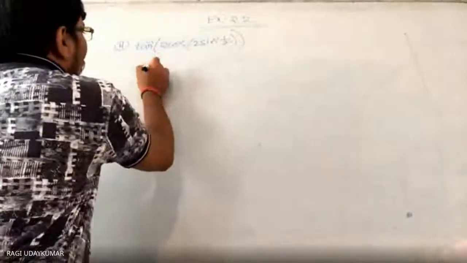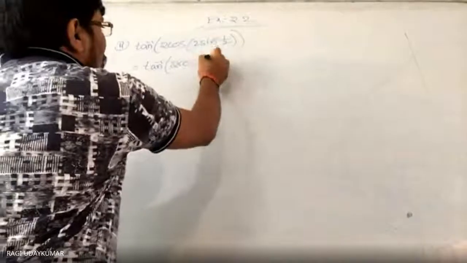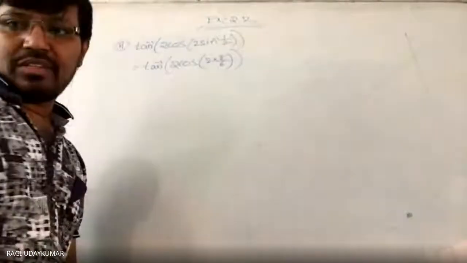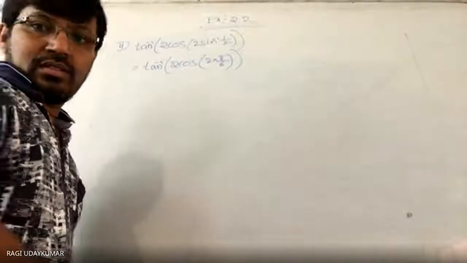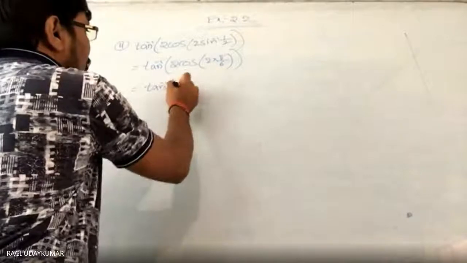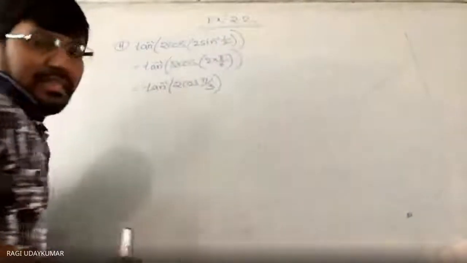Okay. Tan inverse of 2 cos, 2 into this is pi by 6, since sin inverse 1 by 2 is pi by 6, which obviously you know. So now what do you get here? Tan inverse of 2 cos pi by 3.